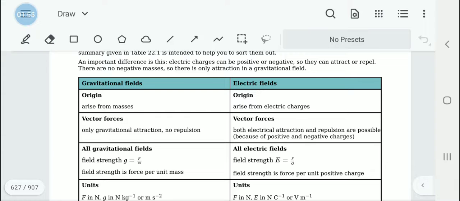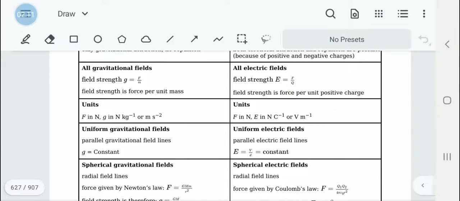Then the field strength. In gravitational fields, G equals F upon M, force per unit mass. In electric fields, it is E equals F upon Q, force per unit positive charge. Those are two equations you need to remember separately. Units: force is in newtons, G is in newtons per kilogram or meters per second squared. In electric fields, force is in newtons, E is in newtons per coulomb or volts per meter.